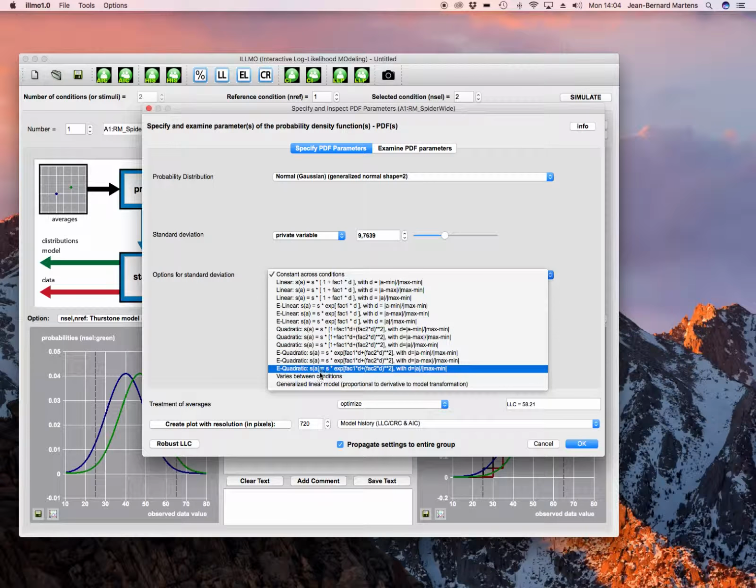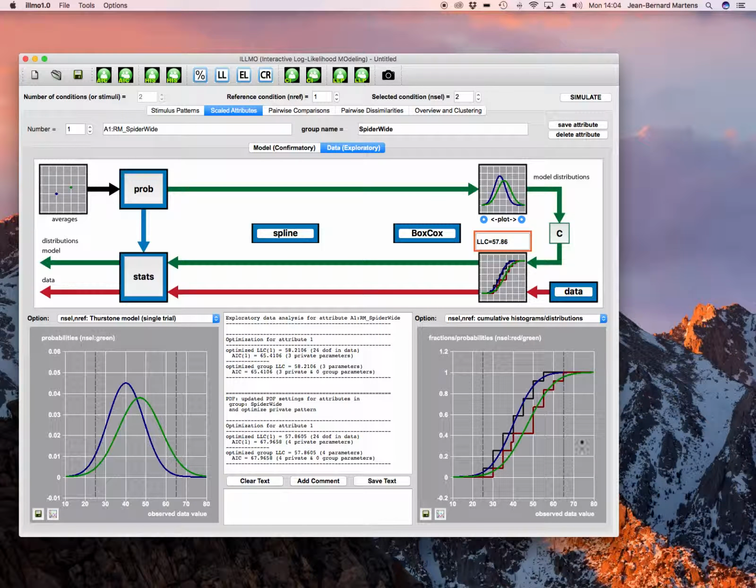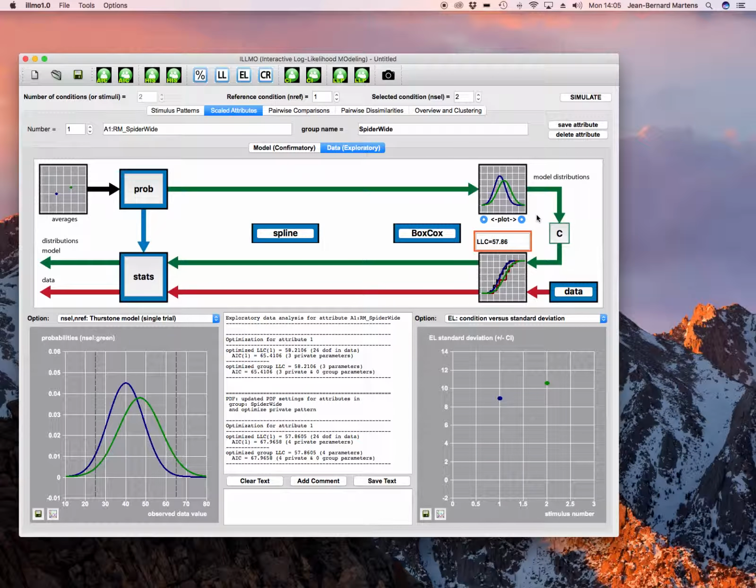One of the options that we have is, rather than having constant variance, we can have variance that depends on the condition. We already see it in the distributions, that the distributions have different standard deviation. Another way to show this is to show the condition versus the standard deviation. We see that the standard deviation in the second condition is somewhat higher than in the first condition.